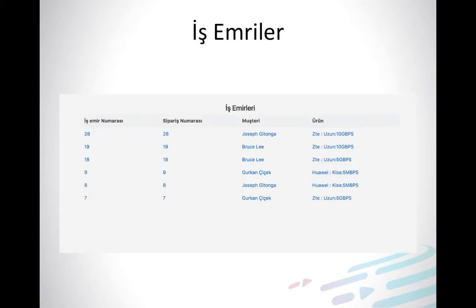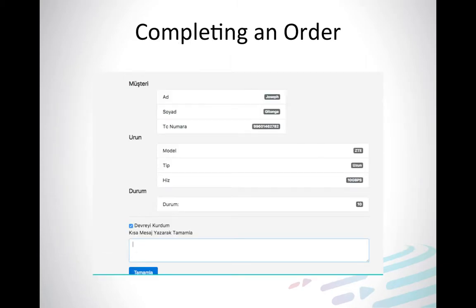Once the order is completed, it appears on the screen here. These are the orders waiting for the Kurulum Ekibi to come and complete. Let's say, for instance, the Kurulum Ekibi just clicked on Joseph Kitonga and they want to complete this order. So what will happen in that case? They'll be brought to this screen over here.